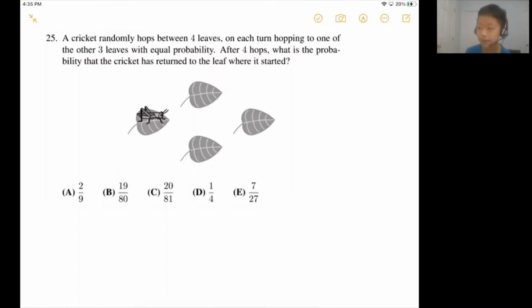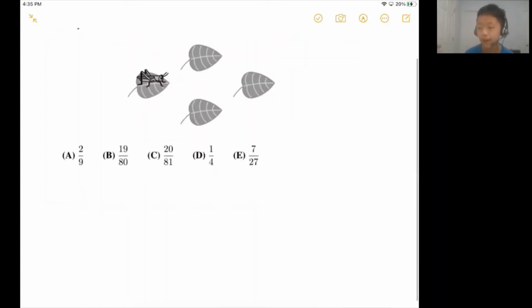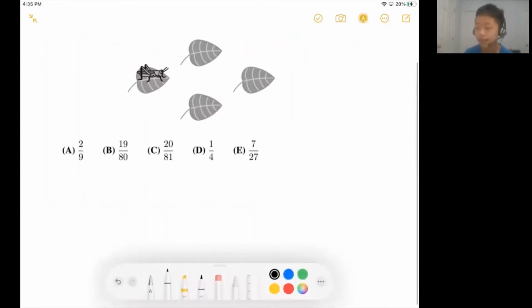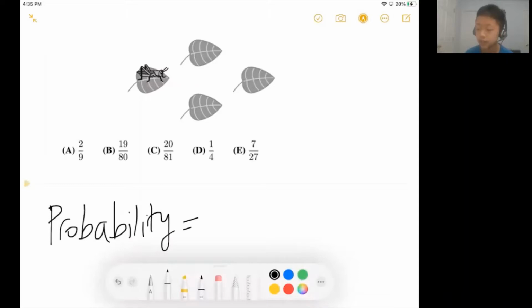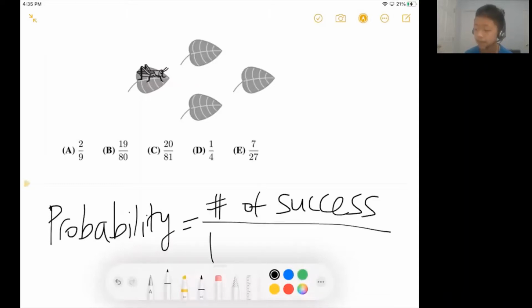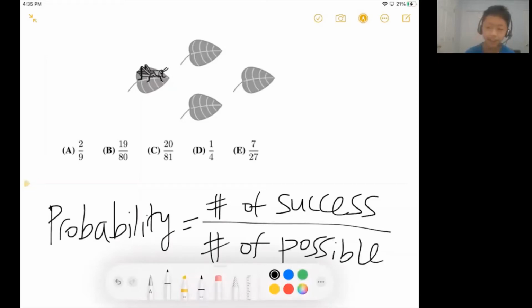To do this problem, we can use the normal formula that we talked about. Remember that for probability questions, most of the time you're going to say probability is equal to the number of successes divided by the number of possibilities. This is the golden formula for probability, especially on the AMC 8. You'll probably be using this formula a lot.